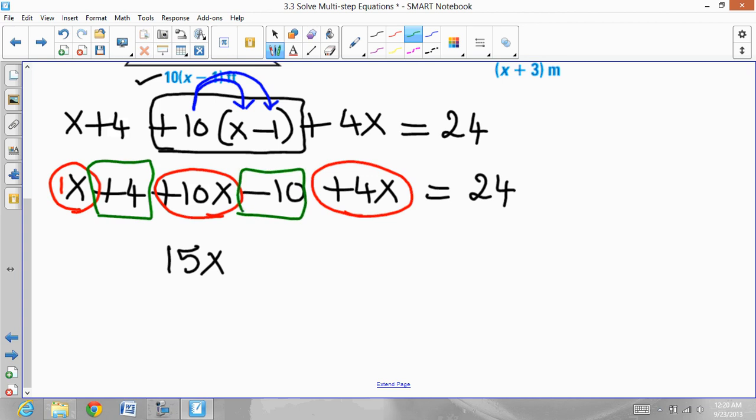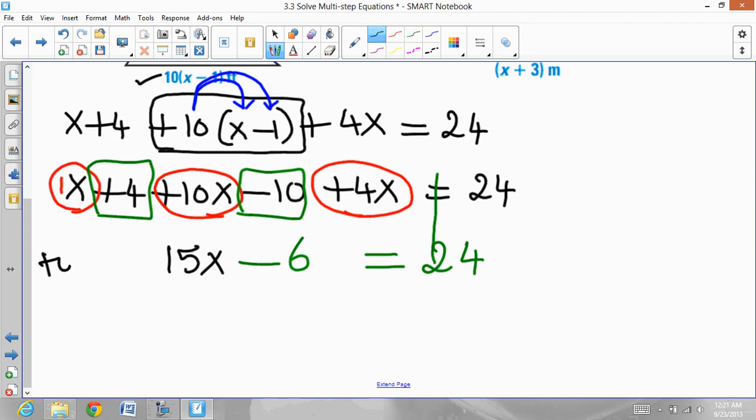Now remember, you're doing all the operations on the enemy side. You are trying to reduce it as much as possible. You're trying to collect things together so it is easy to go in and to rescue the x. Because you don't want them scattered all over the place. You want to collect them all in one place so it's easy to go and save the x. So now we got positive 4, negative 10. Combine them together to give you negative 6 equals 24.